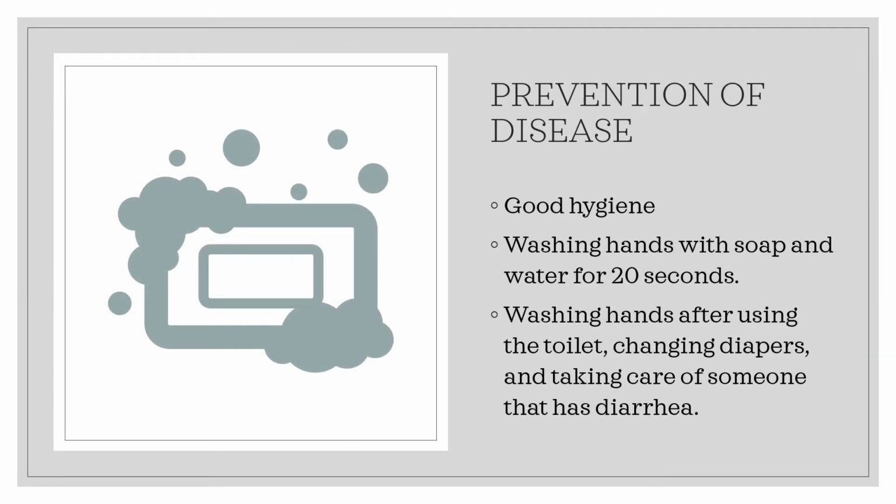There are very simple steps to prevent yourself from getting this disease, and they are having good hygiene and washing your hands with soap and water for 20 seconds. A tip that I can give you guys: if you can't count to 20 seconds, sing the happy birthday song, and it is equivalent to 20 seconds. Also wash your hands after using the toilet, changing someone's diapers, or taking care of someone that has diarrhea. Those are very simple steps that anyone can take to prevent themselves from getting this infection.